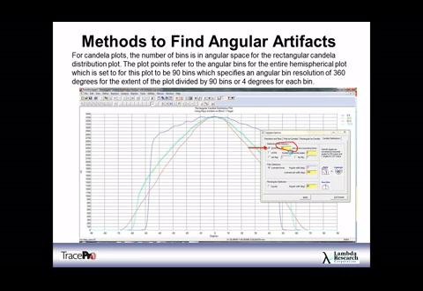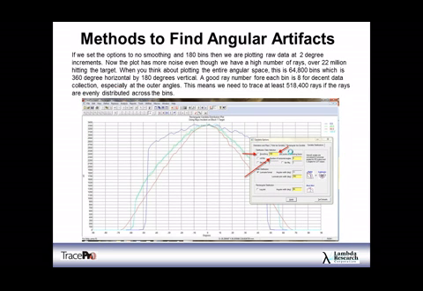So when I look at this, if I'm looking for an artifact that's a degree, I'm going to have to set this to 360, not to 90, because then, and only then, will I get that 1 degree angular bin that I'm looking for, and the ability to find that artifact. If we set the options to no smoothing and 180 bins, now we're plotting raw data at 2 degree increments. Now the plot has more noise, of course, even though we have a high number of rays, over 22 million, hitting the target once again, because we're using the same example.